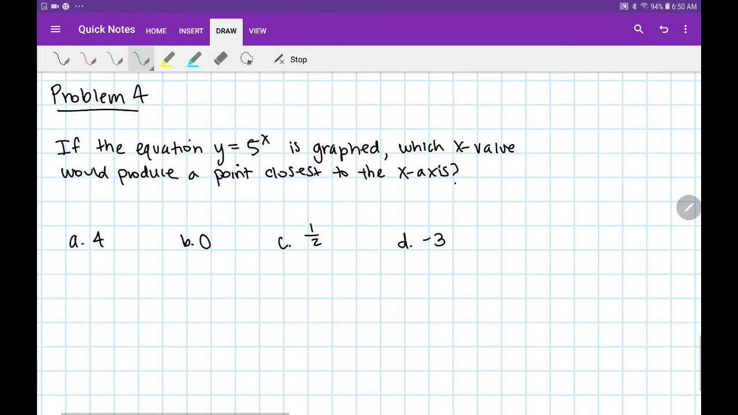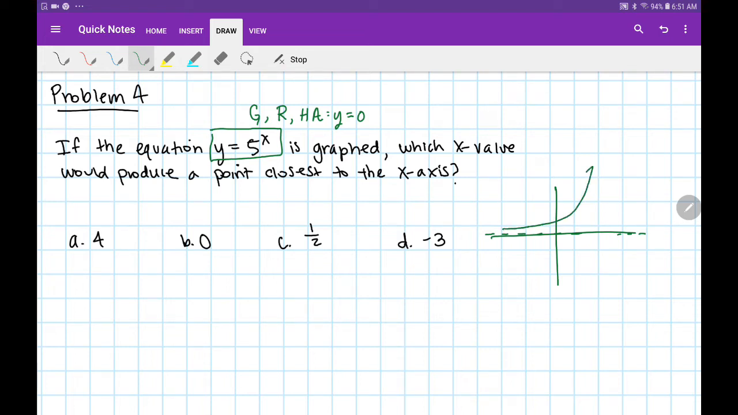All right, last problem. Number 4, it says, if the equation y equals 5 to the x is graphed, which x value would produce a point closest to the x-axis? So we can do this in 2 ways. We can first of all use our graphing knowledge to just go ahead and graph it. Y equals 5 to the x, that would be a growth curve. It would be regular, and it has a horizontal asymptote at y equals 0. See if you can figure out how I got those. Pause the video if you need time. So if it's growth and regular with a horizontal asymptote at 0, then it's going to look like this.